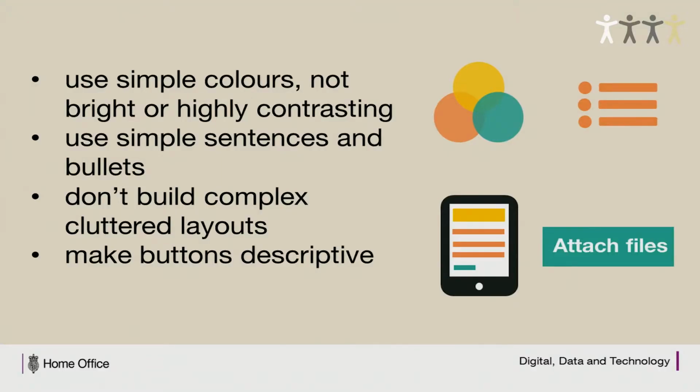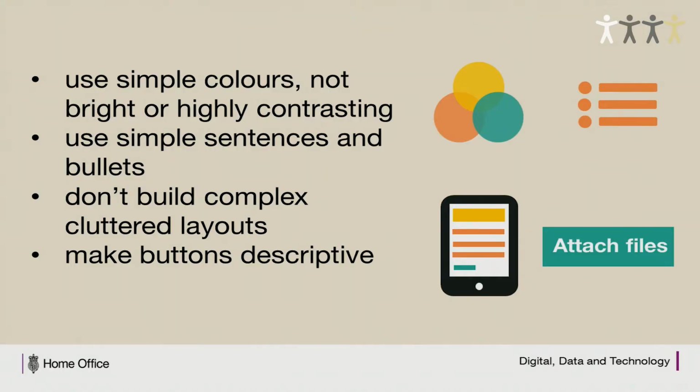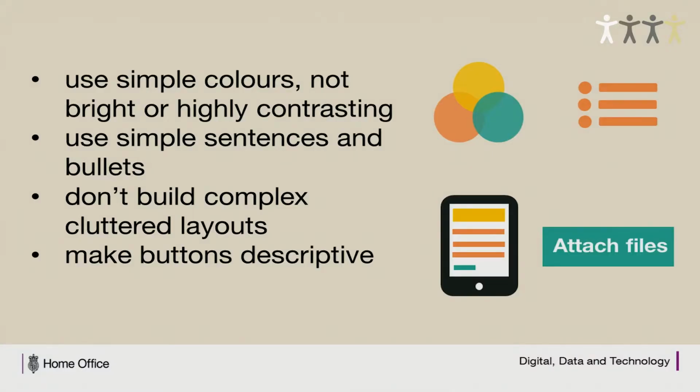And then I started to look at other design principles that could help users on the spectrum. So things like using simple colors and avoiding bright or highly contrasting colors, because some people may have a sensitivity to things like bright colors and sounds. Using simple sentences and bullets, and don't build complex cluttered layouts, because it can be quite overwhelming and cause anxiety. It's also a cognitive overload. And make buttons descriptive, so make them clear, manage users' expectations of what will come next when they click on a button, as opposed to making them quite vague, such as click here.